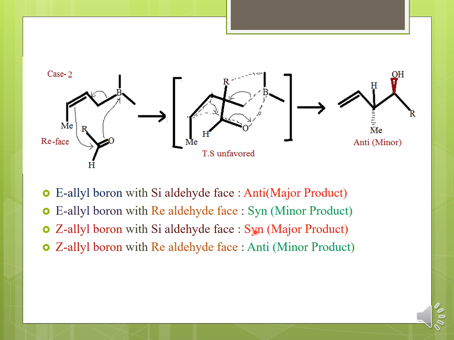Remember just the major product so that it will be easy. Just write E allyl boron and Z allyl boron and write Si, okay? And then you write the Si aldehydic face, and then you write anti and syn, AS, remember AS, and then write major, so that it will be easy to remember. Then again you can manage with this, the opposite of that you can write it, okay.